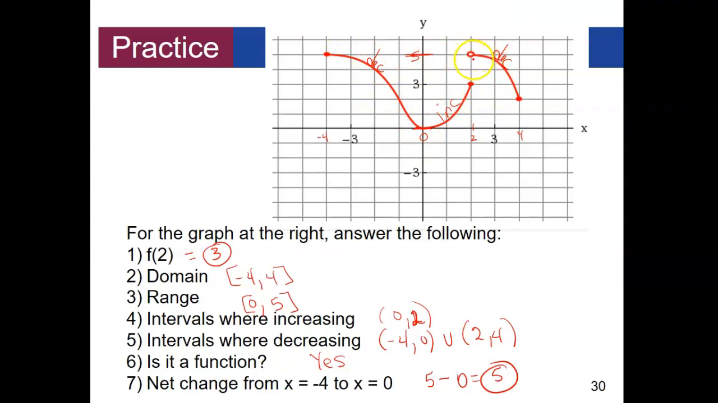Here, we have a solid dot here, but an open dot here. So it would pass. The only place it looks like might be suspicious as far as failing would be here, but since this is an open circle, it does still pass. Now, if this were closed in, it would fail the vertical line test. The net change from -4 to 0 is going to be: at -4, the value is 5, and at 0, the value is 0. So 5 minus 0 gives us a net change of 5.